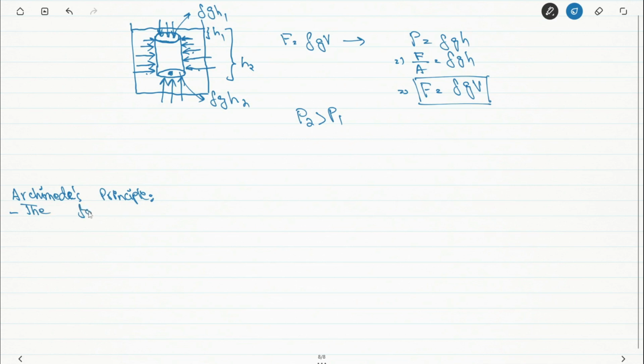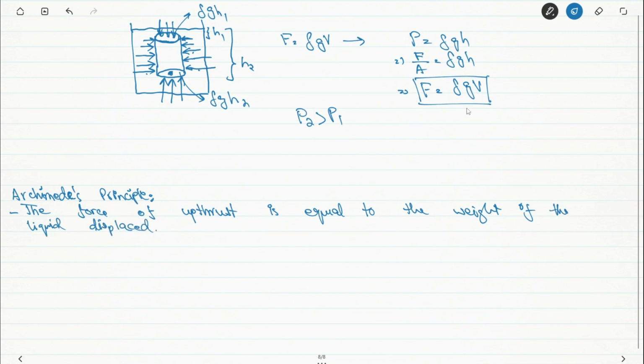The force of upthrust is equal to the weight of the liquid displaced. Now, what that means is you can see that rho times V is mass, right? Rho times V is mass. So this just becomes F is equal to mg, and mg refers to the weight of the water, right? Because this density is of water and this volume is the water displaced, right?